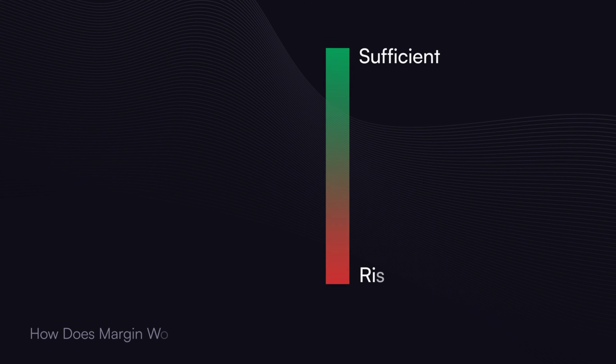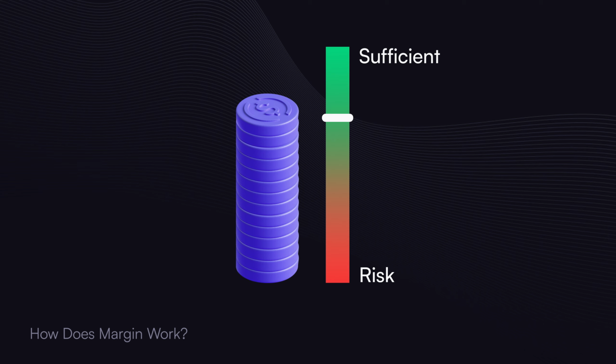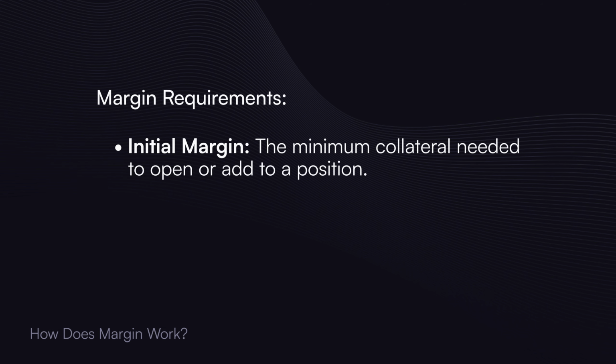To maintain your positions, it's crucial to meet the margin requirements set for each trade. These requirements ensure that you have enough collateral to cover potential losses and protect both your positions and the platform. Every position you open requires a certain amount of margin to meet two key requirements. The first is the initial margin, which is the minimum collateral needed to open or add to a position. This is the upfront amount required to initiate your trade.